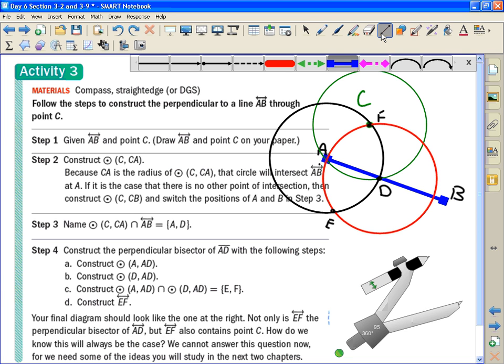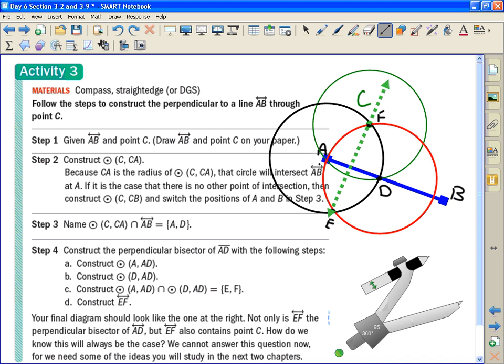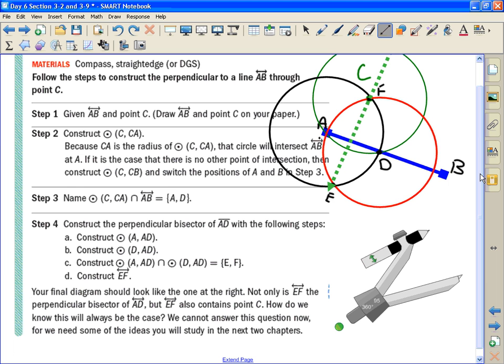But if I draw a line from E through point F, somewhere on the line that I just constructed, the green dotted line, should be point F. So the line EF will also contain point C, and we drew the perpendicular bisector of segment AD.